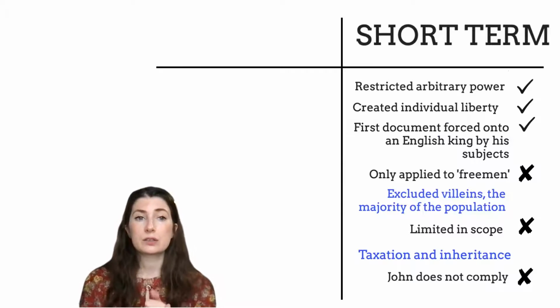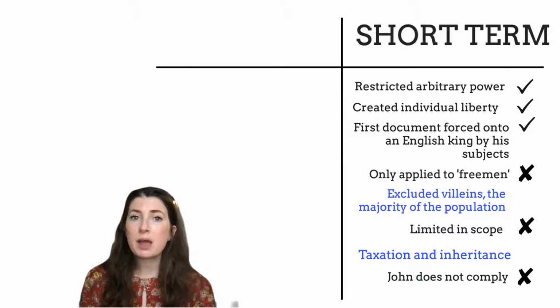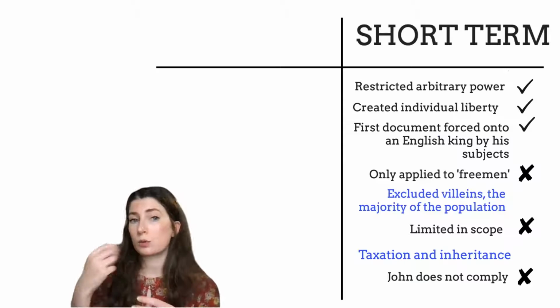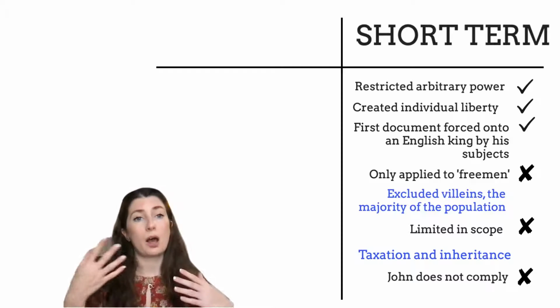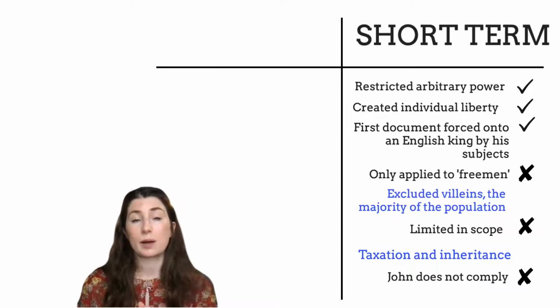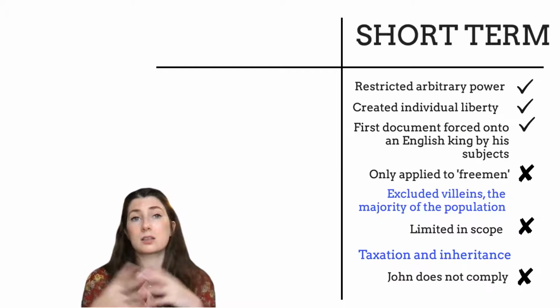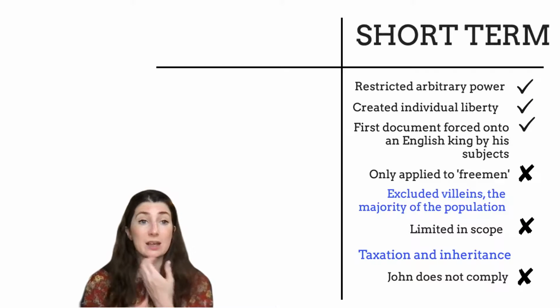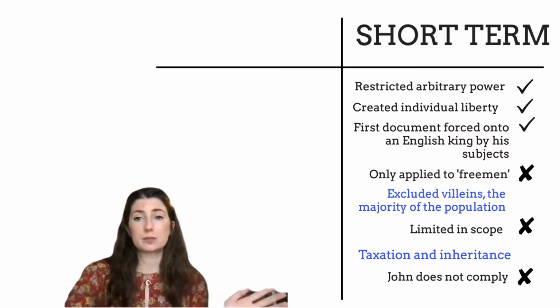However, its significance is also limited because it only applied to free men, it excluded the villeins, who were 80% of the population. It was also very limited in scope. It mostly spoke about taxation and inheritance, and John simply doesn't comply with it. So therefore, its significance, its impact is quite short-lived. And that would be my first paragraph.